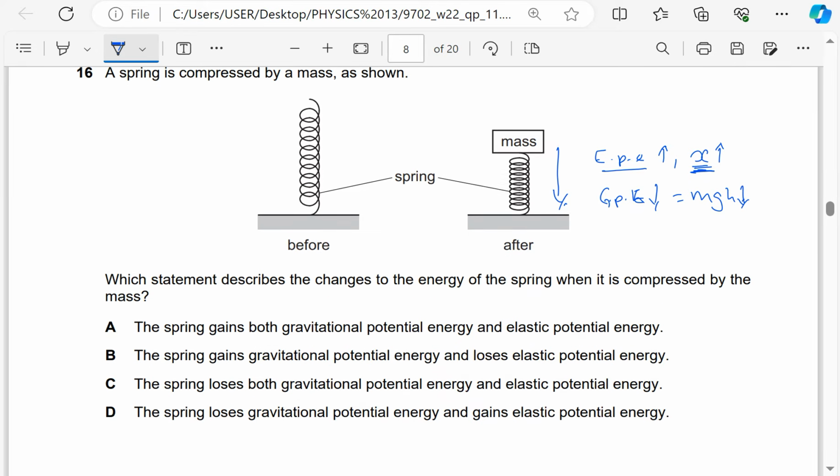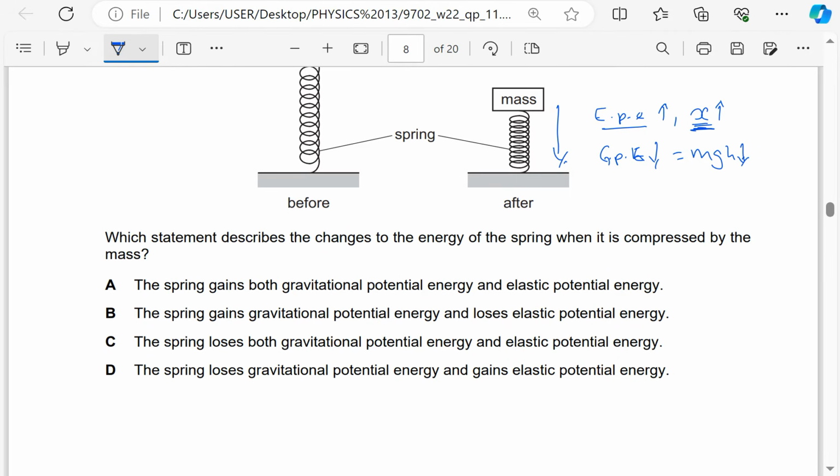So this one automatically means the answer is going to be the spring gains both. It doesn't gain gravitational potential energy, it instead loses it because the vertical height decreases. The spring loses both gravitational potential energy and elastic potential energy. It loses gravitational but doesn't lose elastic because elastic is depending on the compression.